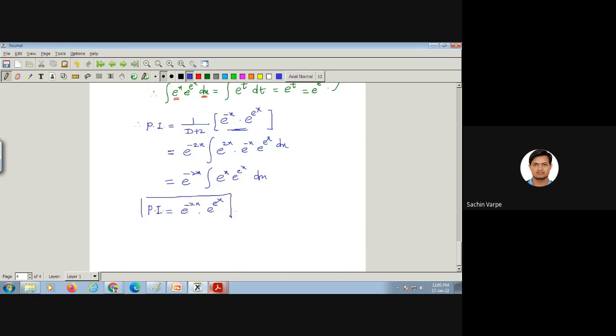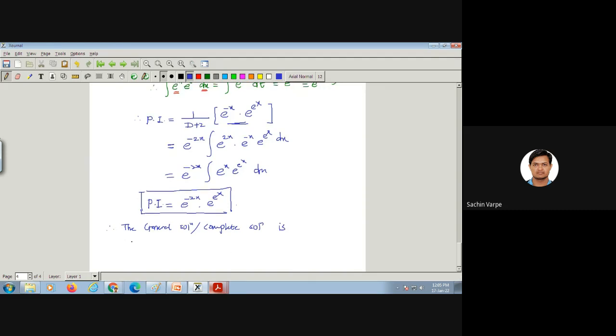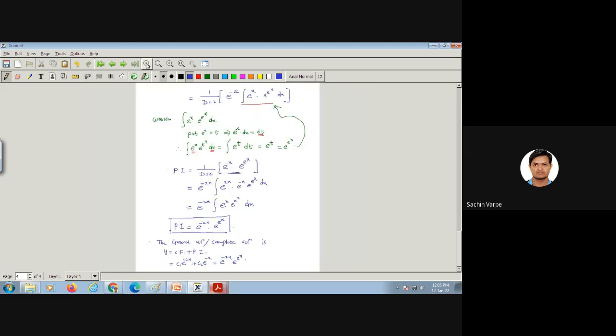So finally the general solution, or we call it the complete solution, is y equal to CF plus PI. What was CF? c1 e to the power minus 2x plus c2 e to the power minus x, and plus PI. PI is e raised to minus 2x e raised to x. Clear to everyone? This is the complete solution by the general method.